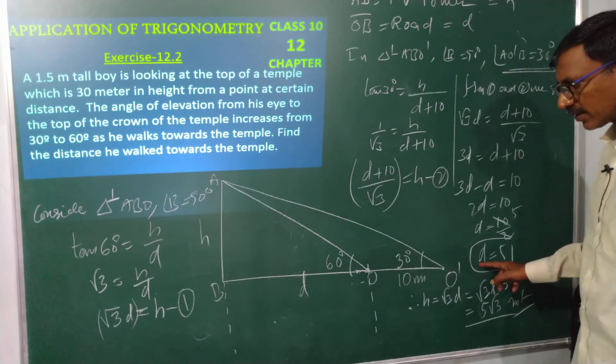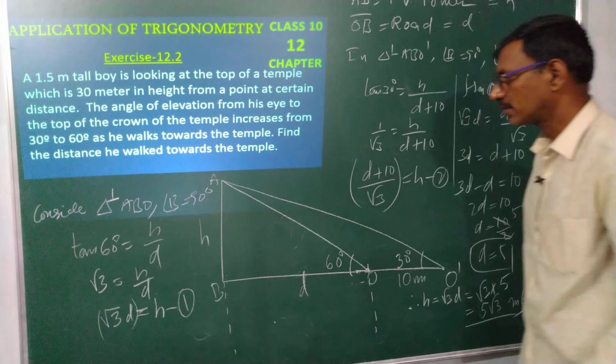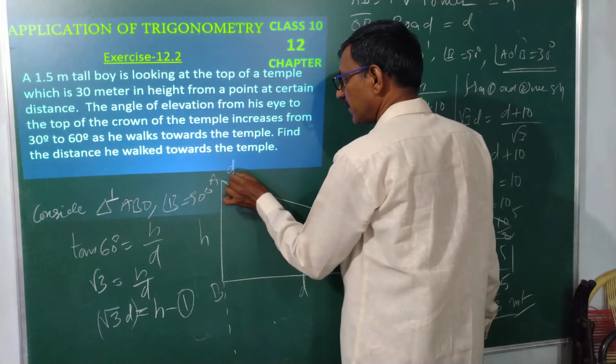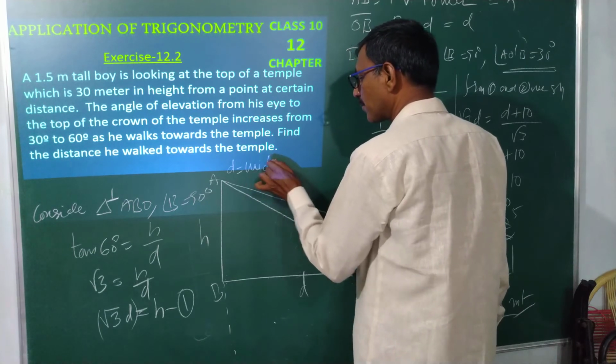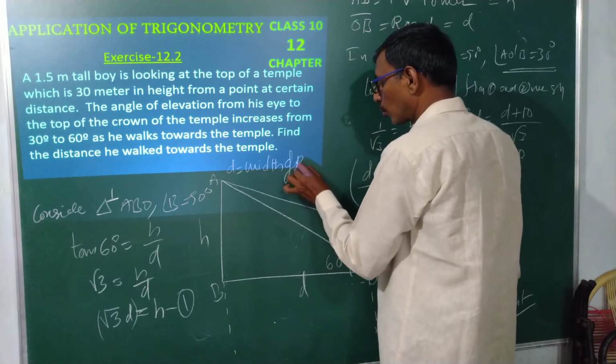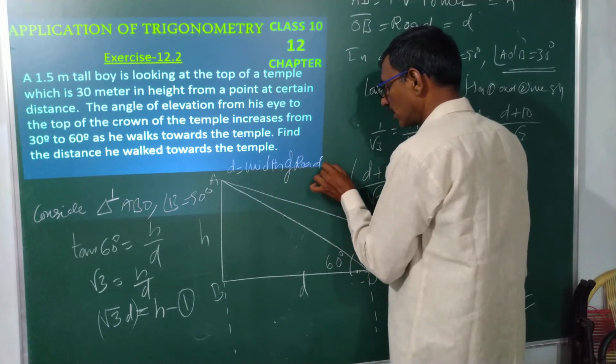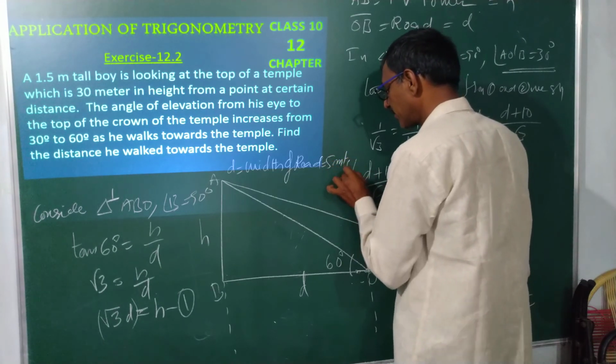d is nothing but the width of the road. d is equal to the width of the road, equal to 5 meters. Very good.